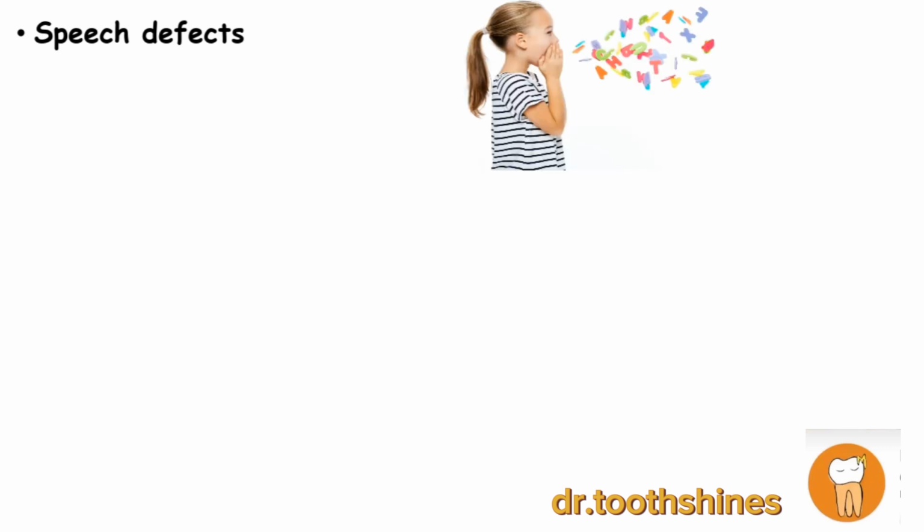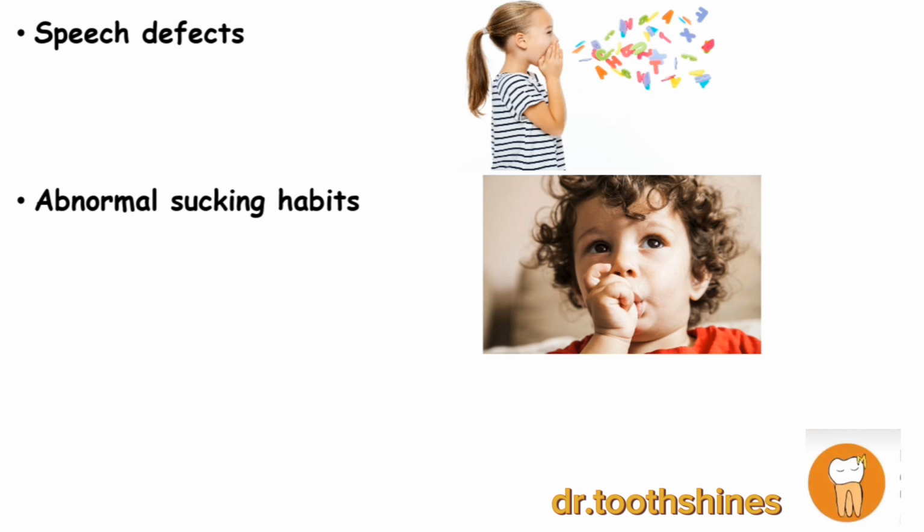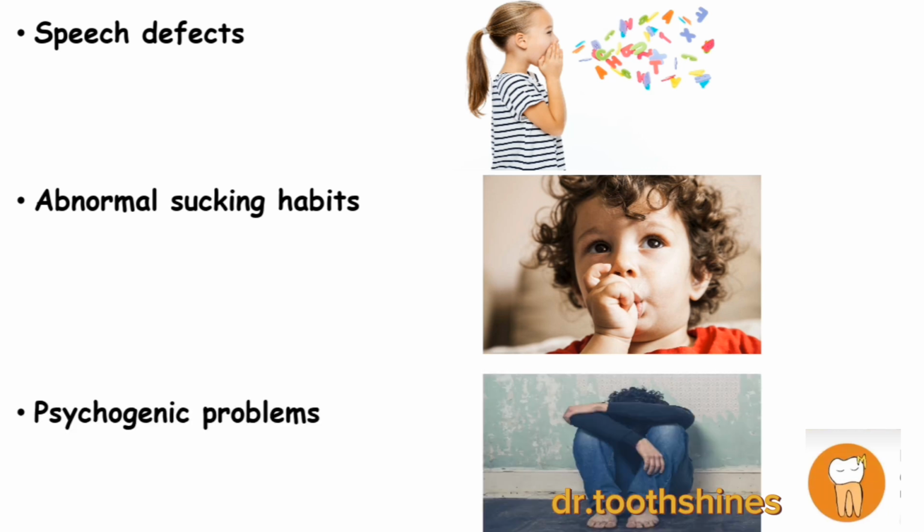There are also other factors which can cause class 2 malocclusion: speech defects, abnormal sucking habits, and psychogenic problems. So these all are the factors that contribute to class 2 malocclusion. Till now we know what class 2 malocclusion is, and we also know about the upper molar relation and the lower molar relation. We will consider them both right.